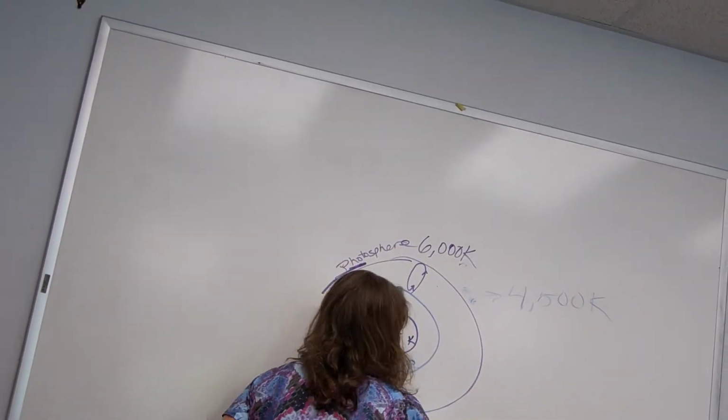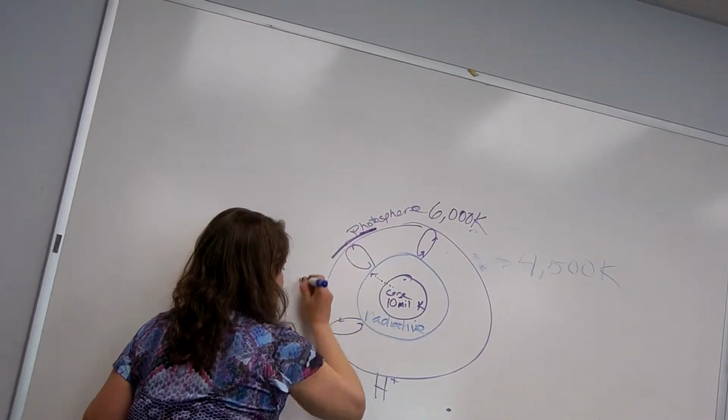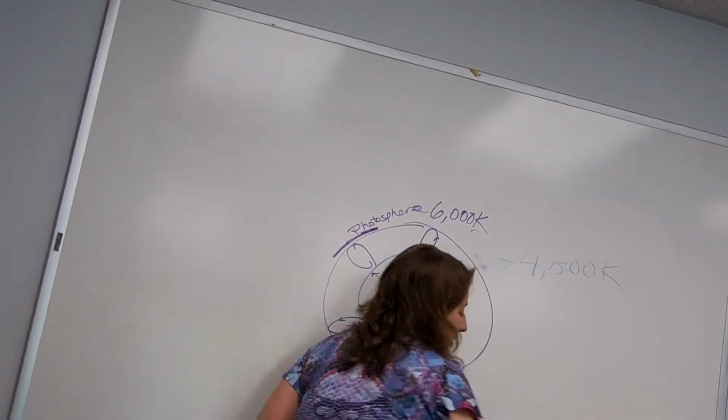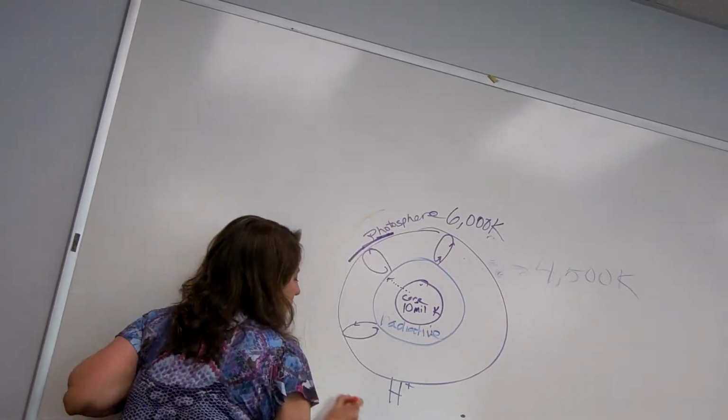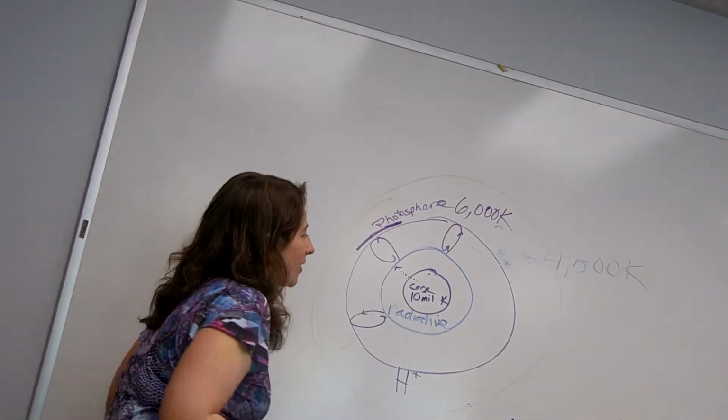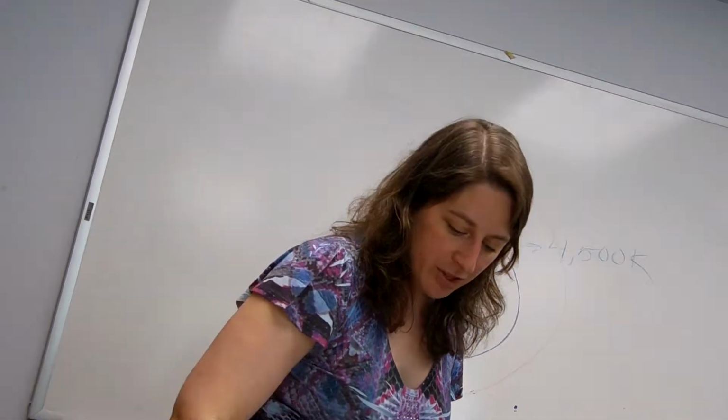But there are layers outside the photosphere that are strangely hotter. So other layers of the sun's atmosphere, which I don't think you have to actually know about, the chromosphere and the corona. So there are other layers. They actually get hotter, which is weird.